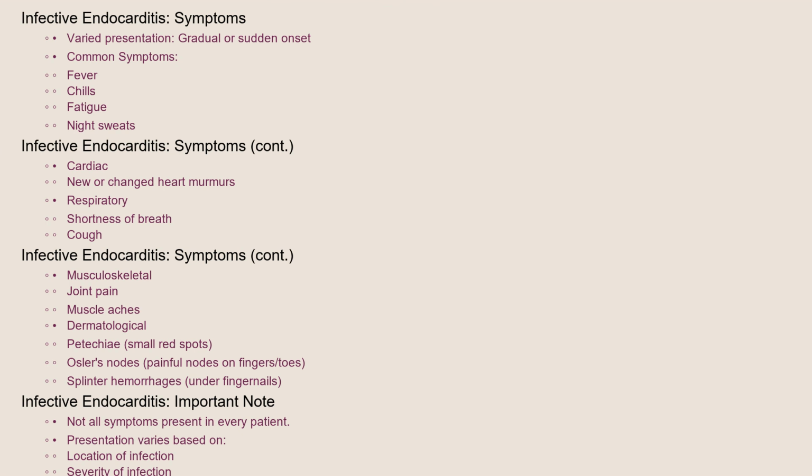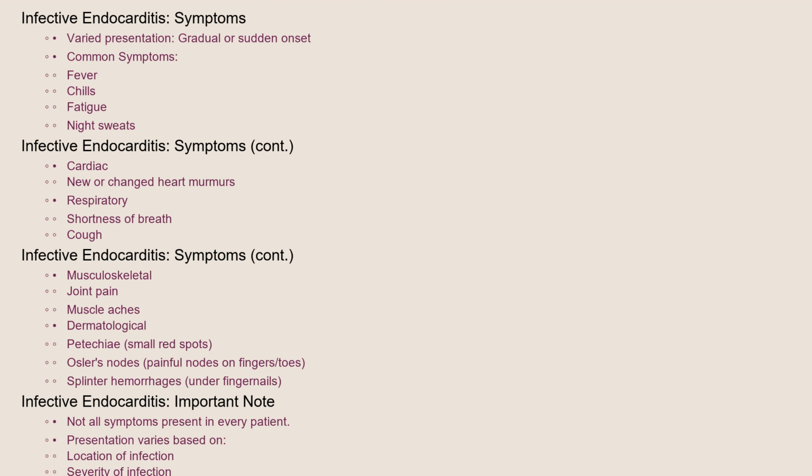The symptoms of infective endocarditis can be quite varied and may develop gradually or appear suddenly. Common symptoms include fever, chills, fatigue, and night sweats. Heart murmurs, often new or changed, are also frequently present. Other signs may include shortness of breath, cough, joint pain, muscle aches, and skin changes like small red spots called petechiae or painful nodes on the fingers and toes called Osler's nodes. Splinter hemorrhages, which are thin, red-brown lines under the fingernails, can also be observed.